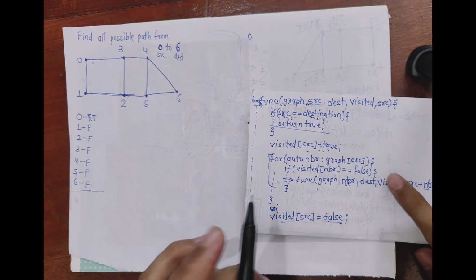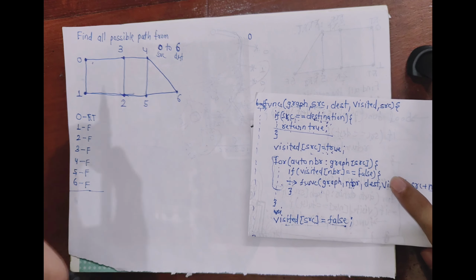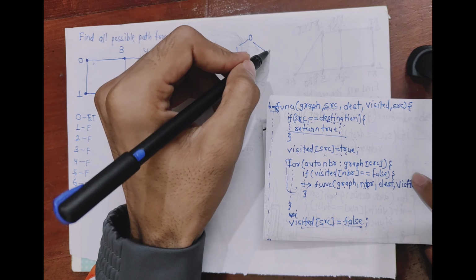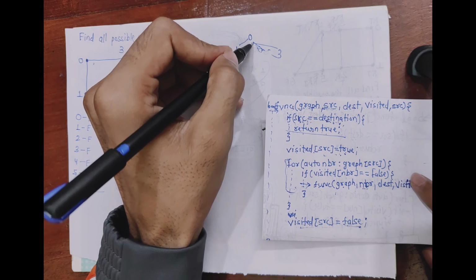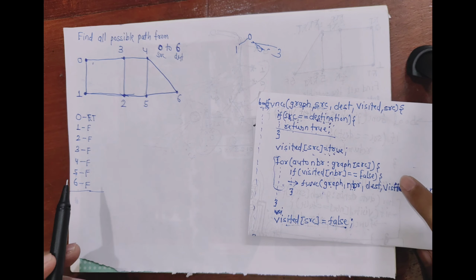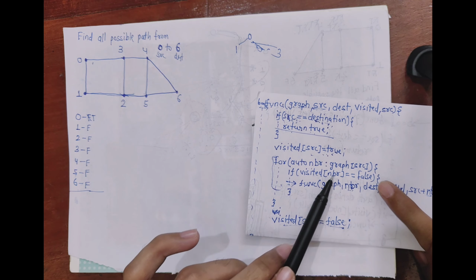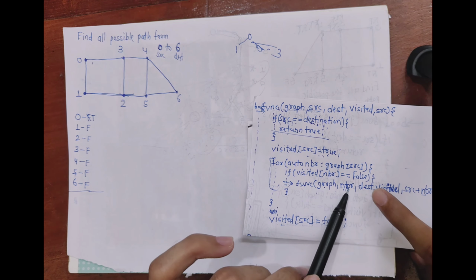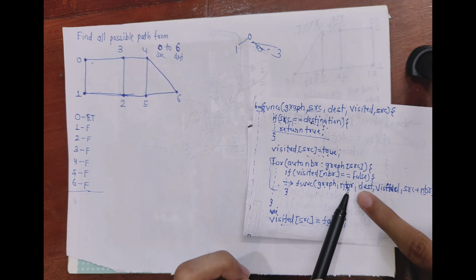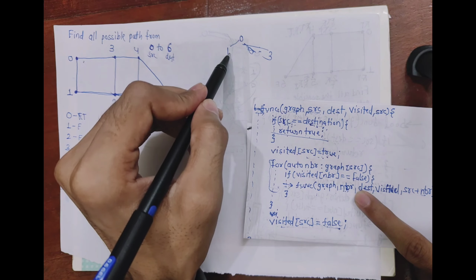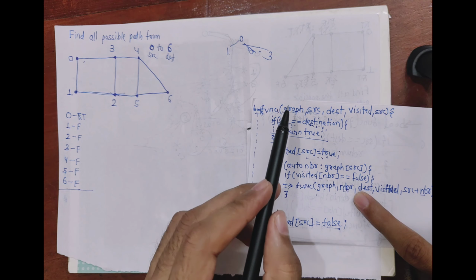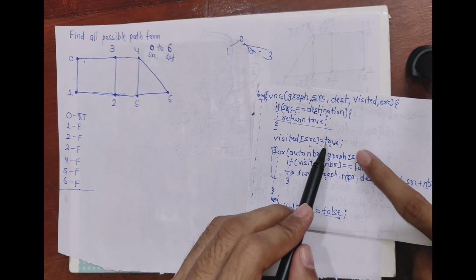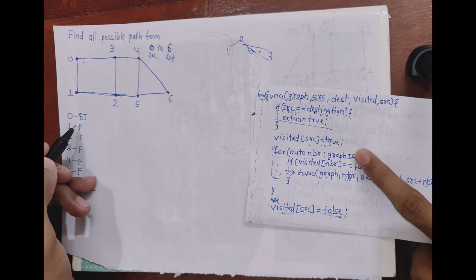Now I will check its neighbors. So 0's neighbors are 1 and 3, 1 and 3, right? Now I will check which neighbor is false. So 1 is false, so I will do a recursive call making 1 as the source node, right? So when I do a recursive call, I will come to this point. Now 1 is not equal to 6, so this will not work. Now I have to set 1 as true, right?